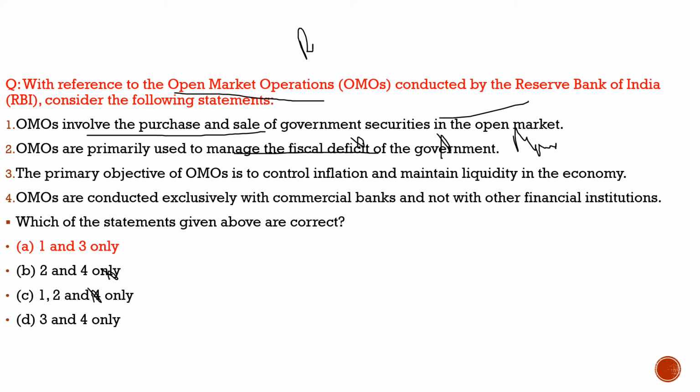We are left with A and D. Third statement says the primary objective of OMOs is to control inflation and maintain liquidity in the economy. 100% correct. That's what they are going to do. So with 1 and 3 correct, the correct option would be option A. But have a look at the fourth statement also. The fourth statement says OMOs are conducted exclusively with banks. The fourth statement is incorrect. They are conducted with other financial institutions also. So with respect to this question, the correct option would be option A, that is 1 and 3 only.